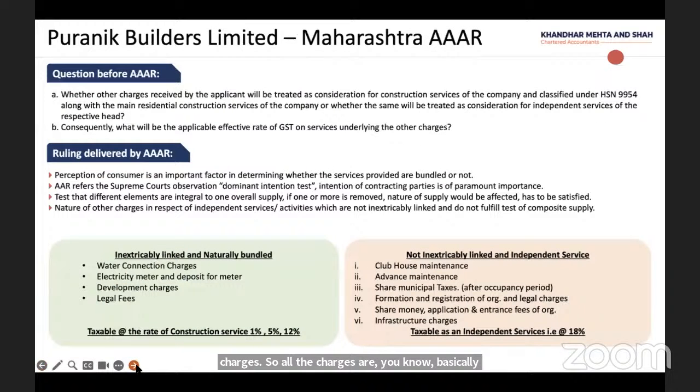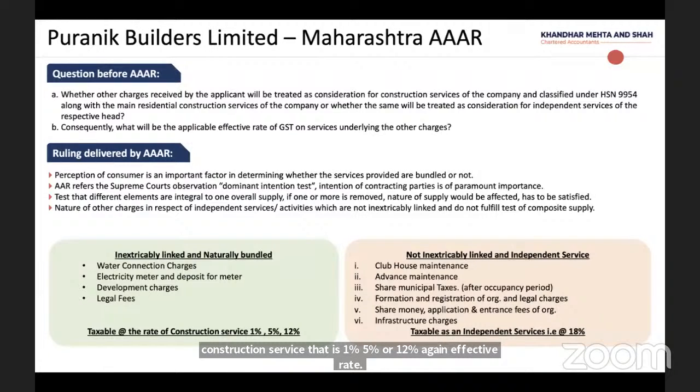So what could be the next applicability? This was something that has been asked in an advance ruling. This is some sort of clarificatory advance ruling that we can refer to, that certain charges like water connection charges, electricity meter charges, including preferential location, floor rise, development charges, legal fees, these are all inextricably linked and naturally bundled with the basic value of the unit. So that needs to be charged at the rate of the construction service, that is 1%, 5%, or 12%, again the effective rate. But there are certain charges which are not related or connected to that particular basic value.